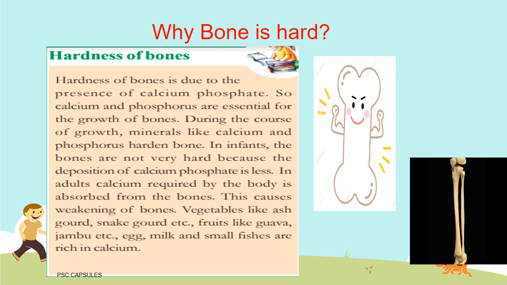Vegetables like ashgad, snake gourd, etc., fruits like guava, jambu, etc., egg, milk, and small fishes are rich in calcium. We need to eat food sources which are rich in calcium to keep our bones strong.